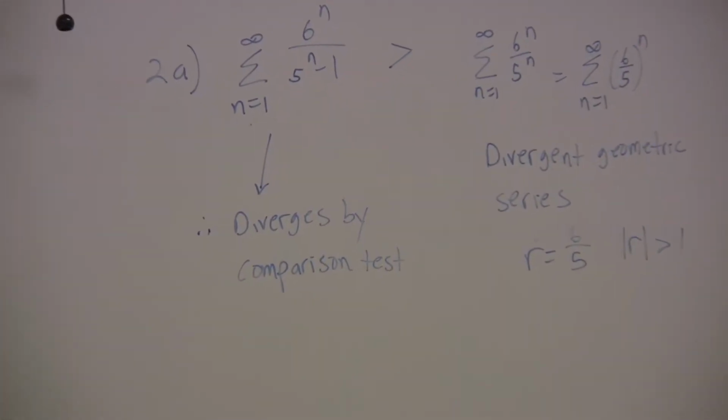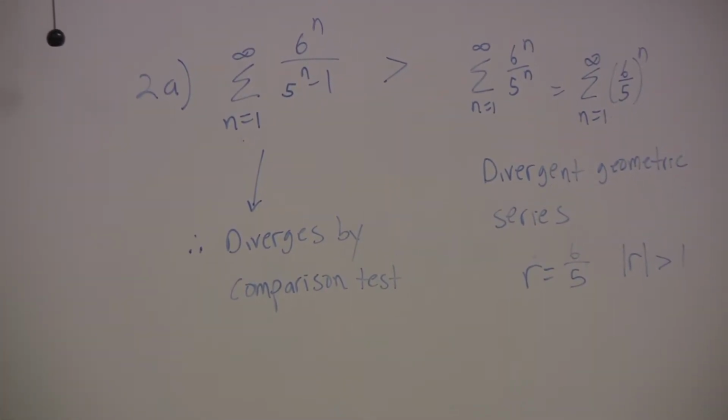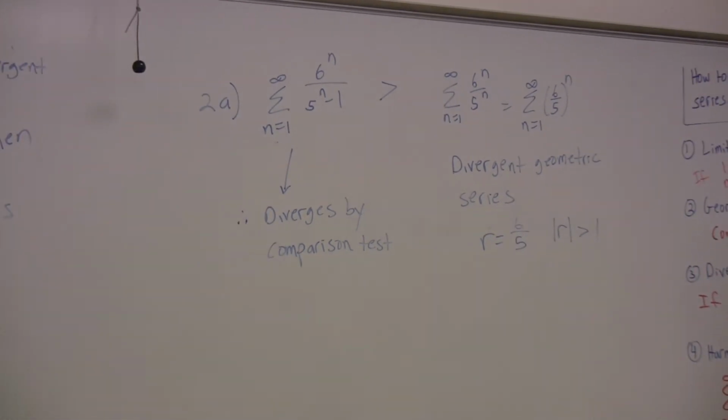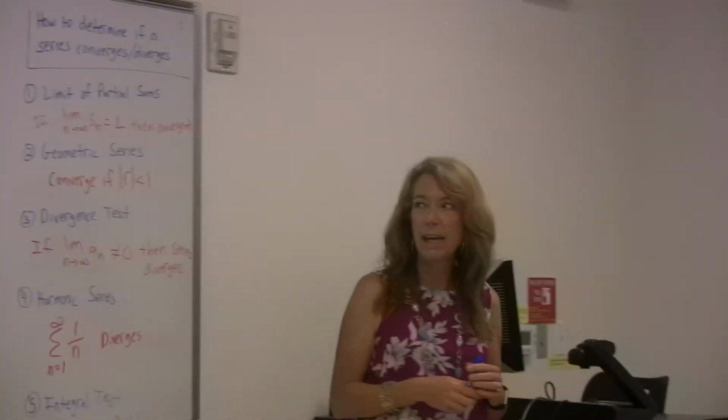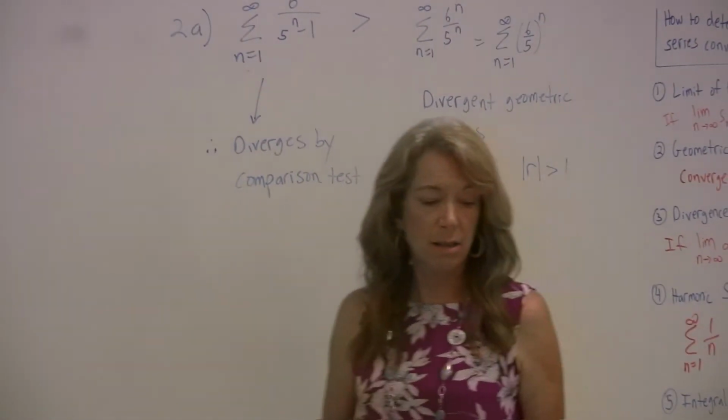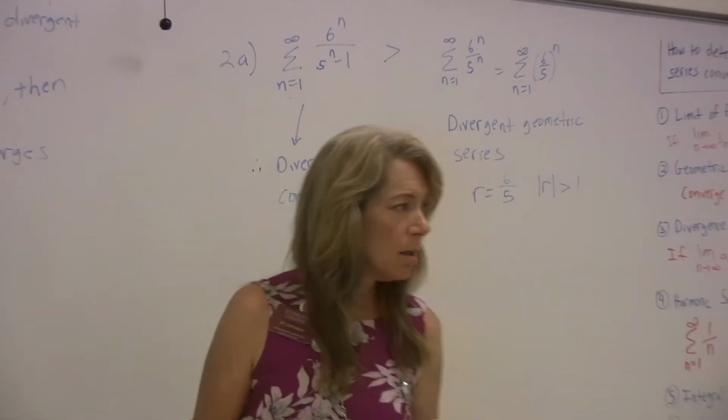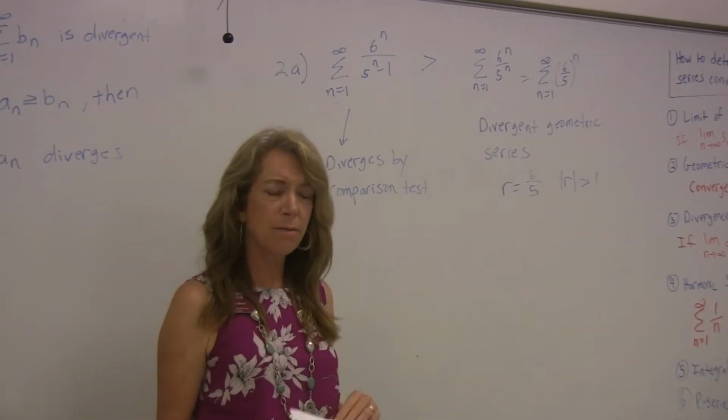It's not always obvious what you want to compare it to either. But usually you throw out some constants that in the long run don't really matter, and you look at the things that will still be hanging around when the n's get really big. It takes a little bit of practice. Questions there?